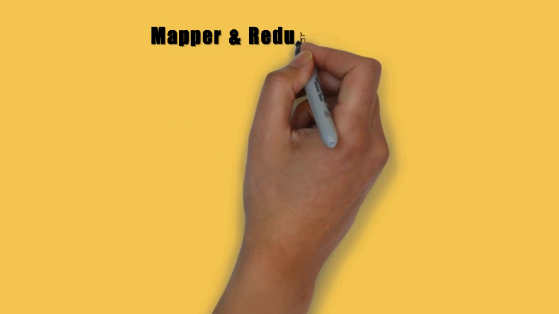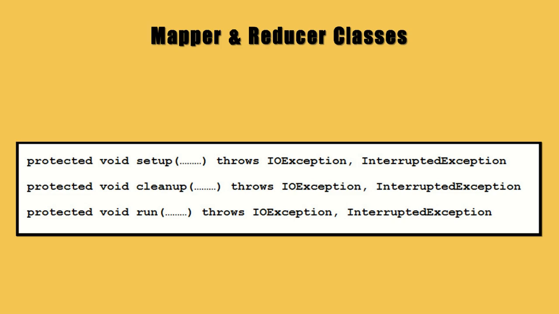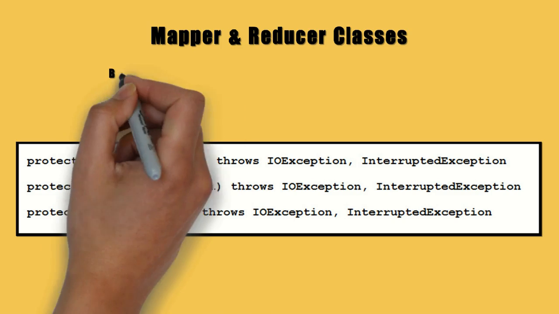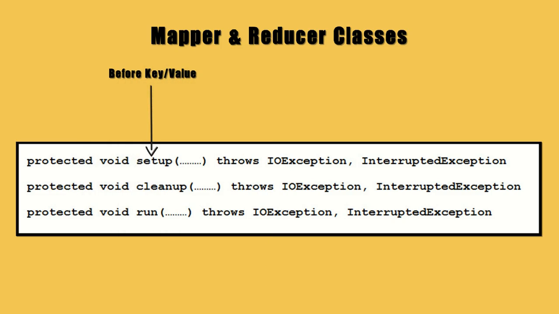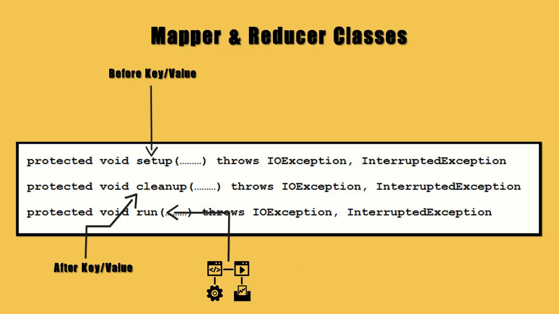Both the mapper and the reducer classes have their respective setup, cleanup, and run functions that can be overridden if required. The setup function is called before the key value pairs are presented either to the map or the reduce function. The cleanup function is called after the key value pairs have been presented to the map or the reduce function, and the run function controls the overall flow of how the task would get processed within the JVM.